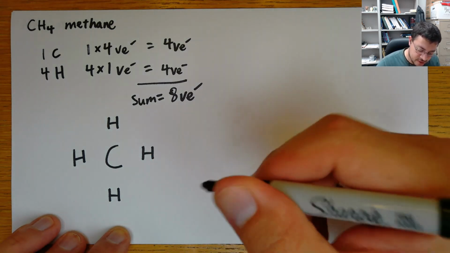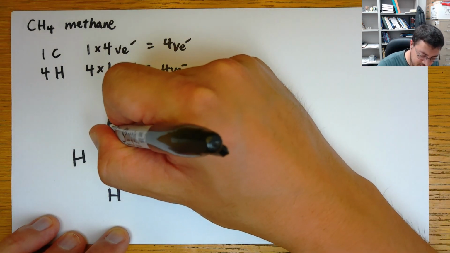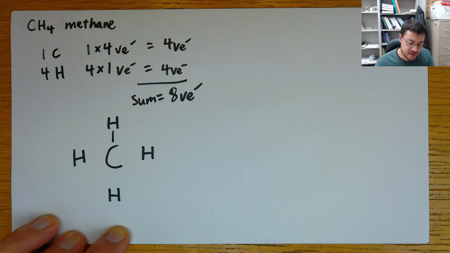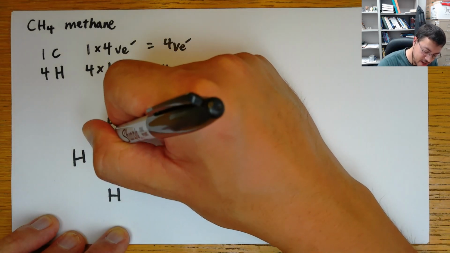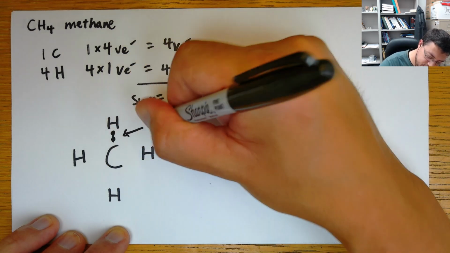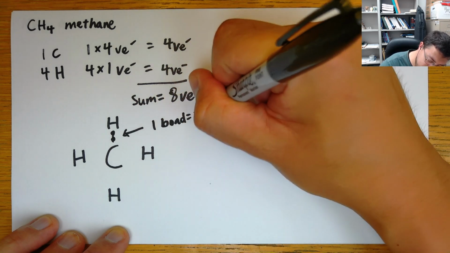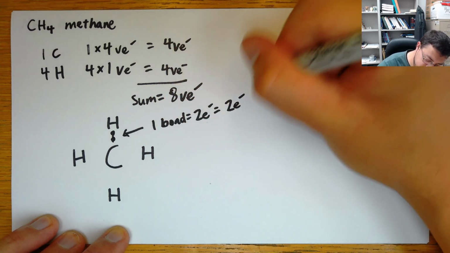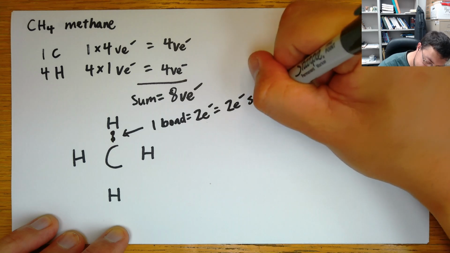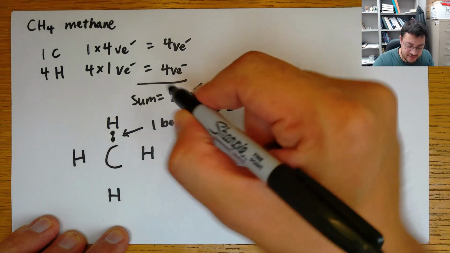All right, so let's do the third step. Let's connect everything through bonds. Each time you connect 2 atoms together, that's called a covalent bond or molecular bond. Each time you make a bond, you are spending 2 electrons. So just to make sure we're on the same page, 1 bond equals 2 electrons, and more specifically, it's 2 electrons that are shared between 2 atoms.